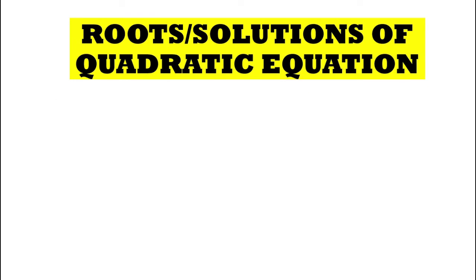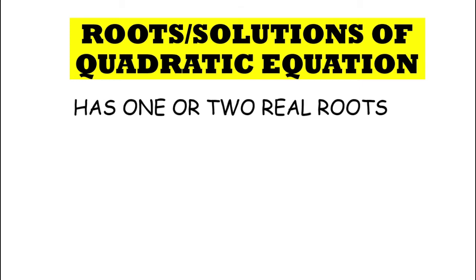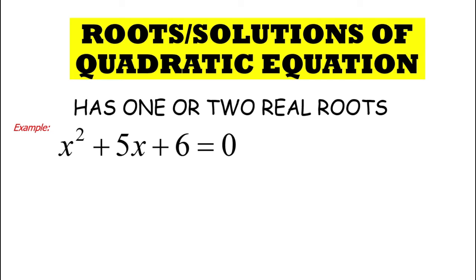How about the roots or solutions of quadratic equation? Quadratic equations may have one or two real roots. For example, x squared plus 5x plus 6 equals 0. We need to find the value of x that will make the left-hand side of our equation equal to the right-hand side, which is 0. So what do you think would be the value or values of x? That is right. X is equal to negative 2.